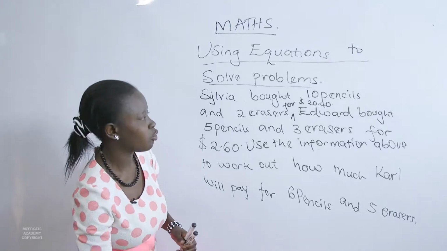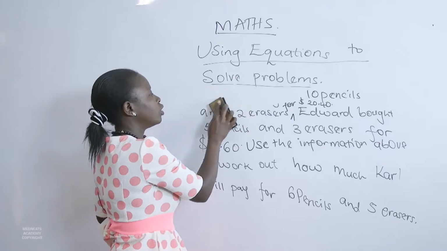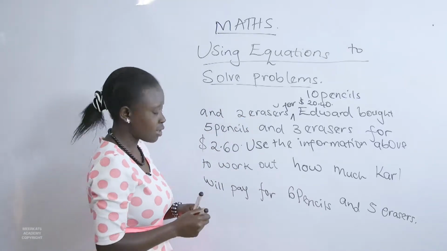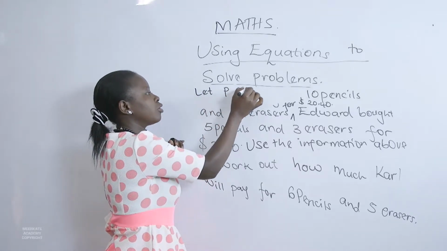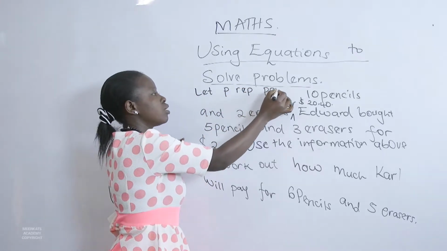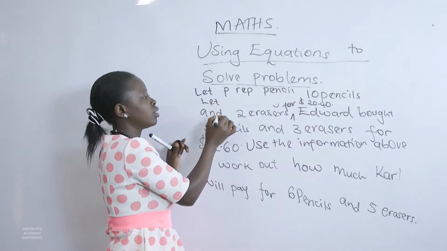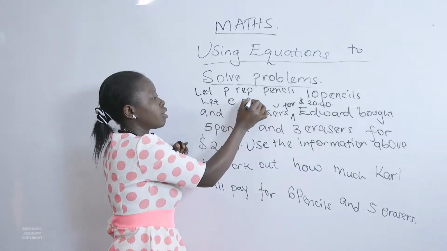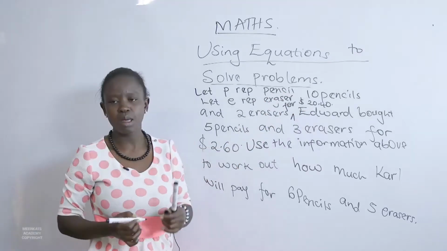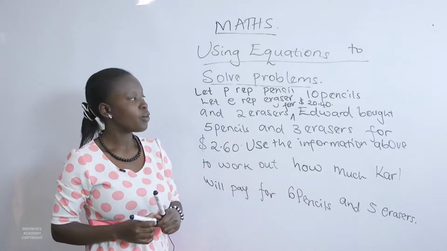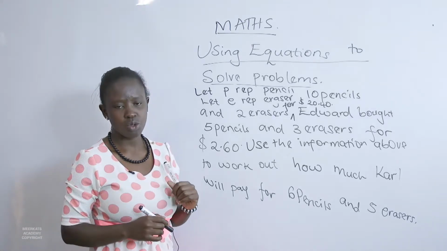So we can opt for, let's say, a pencil. We can say that let P represent pencil, then let E represent eraser. So that is the first step. We have defined which pronumerals we are going to use in this given situation.